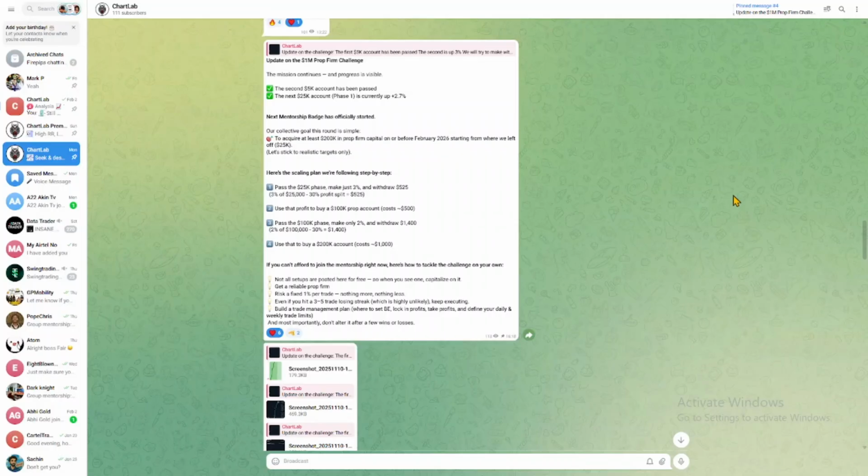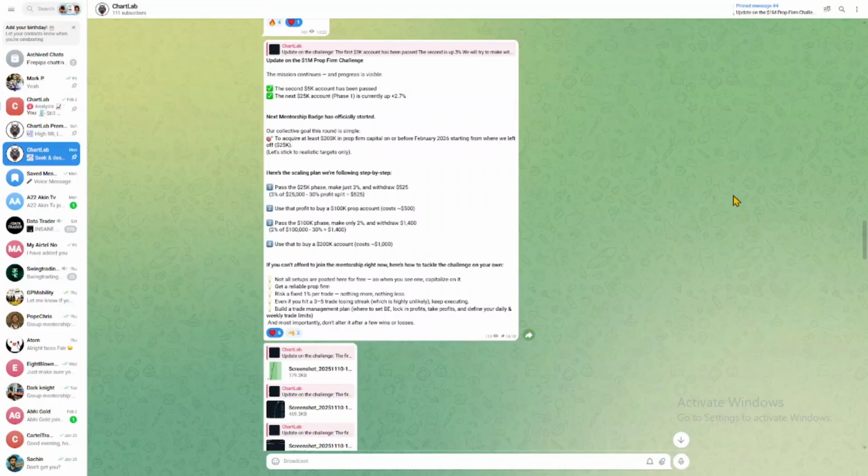Then we pass it, we're going to try to use the money from it to make 3% from the account. That 3% will get us to the 25k mark. Then from that 25k mark, we're going to try to pass it. Then when we pass it, we're going to try to make like 3%. And that 3% is going to get us to the 100k mark. Then from there, we can try to even scale more than the 200k mark.